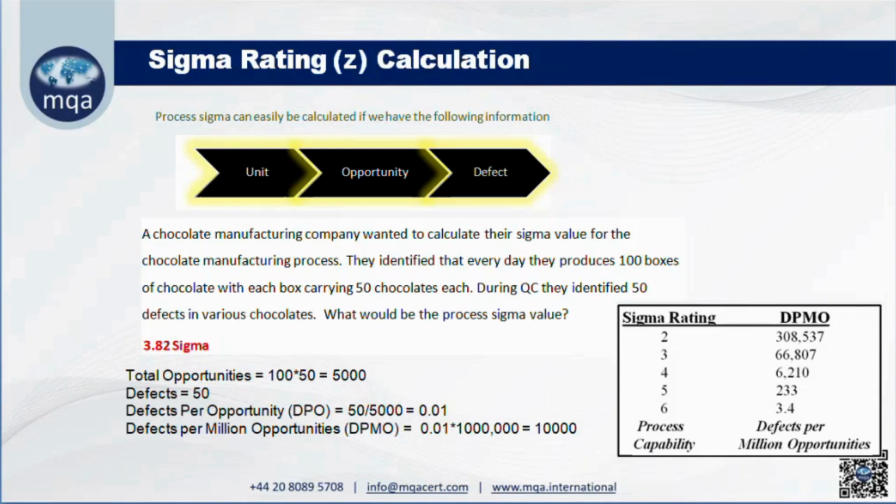So defects per million opportunity becomes 10,000. 0.01 into 1 million, which is 10,000.